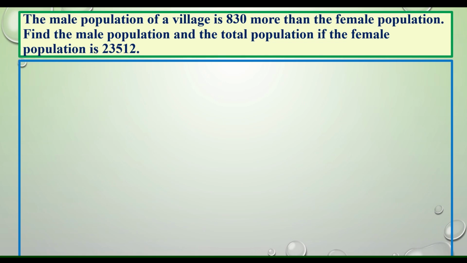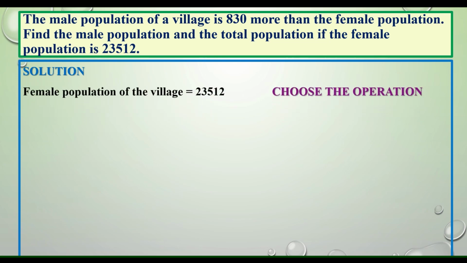Now let's solve one more question. Last question. The male population of a village is 830 more than the female population. Find the male population and the total population if the female population is 23,512. So this question is a little tricky. So read the question and ask yourself questions. 830 more. So male population is 830 more than female population.